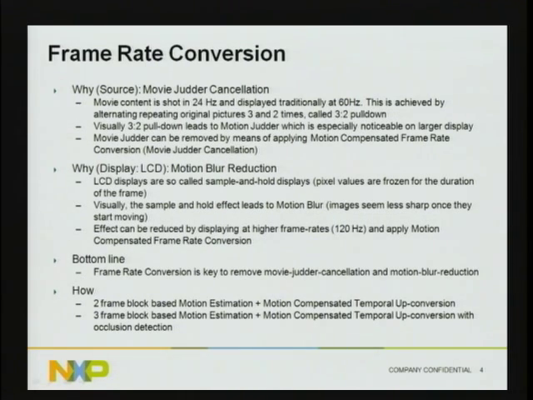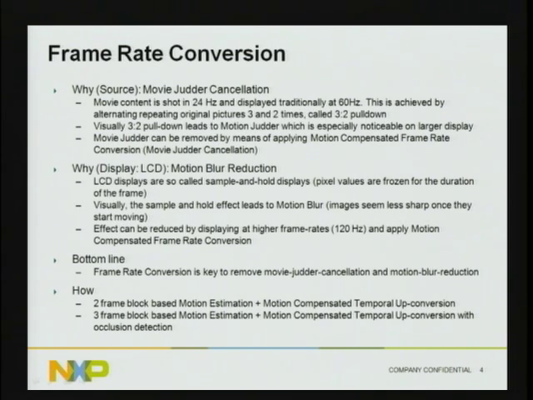A second reason is basically, since TVs have moved to LCDs, LCD displays mostly these days, there is another reason to want to deploy frame rate conversion. As you might know, LCD displays are so-called sample and hold displays. And what that basically means is that the light that you actually see coming out of the LCD is typically frozen for the duration of the frame. And what that boils down to is once it starts moving, you will see sharp images become much more blurred. And that's what we call motion blur.